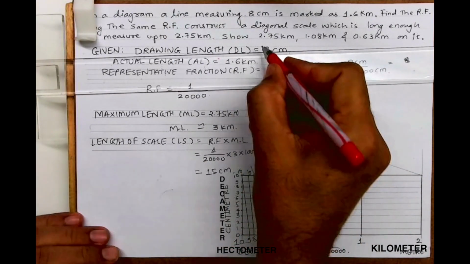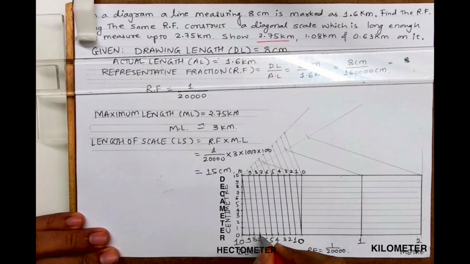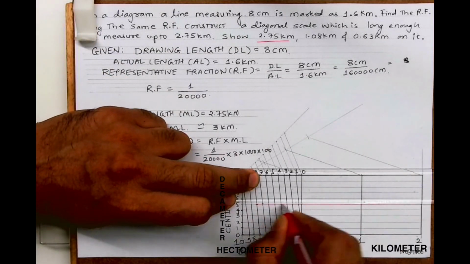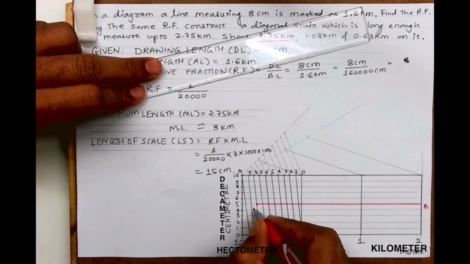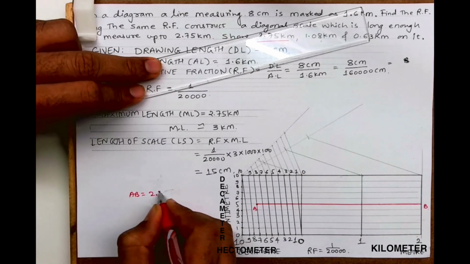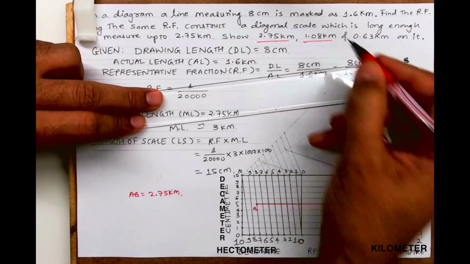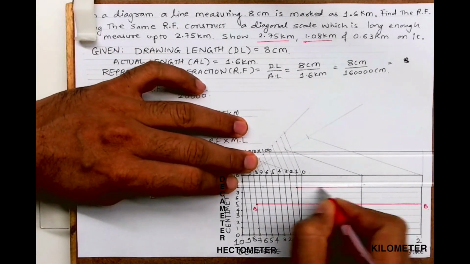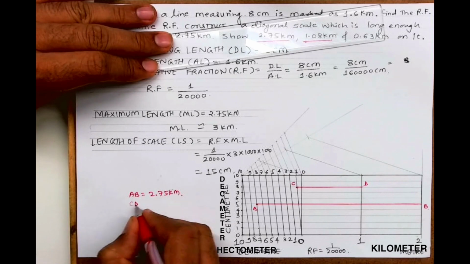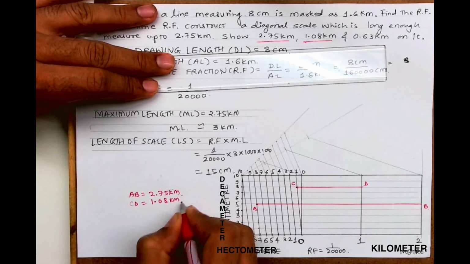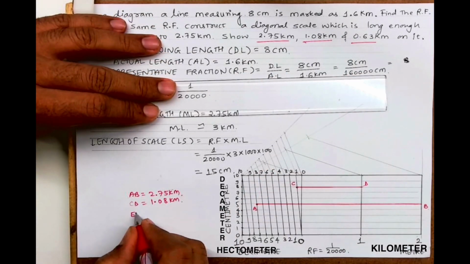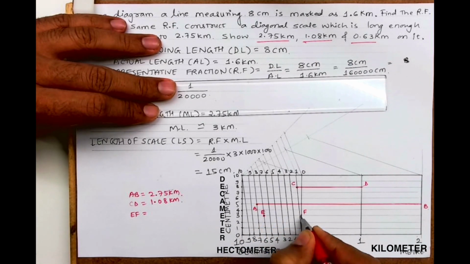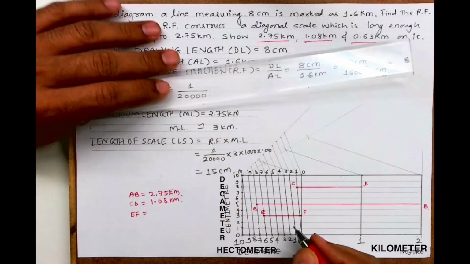Now 2.75. So 2, 7 and 1, 2, 3, 4, 5. So let's say this distance is AB. AB is 2.75 kilometer. 1.08, 1, 0 and then 8. This is 1.08 kilometer. 0.63, EF, 0, 6, 1, 2, 3. So EF is 0.63.